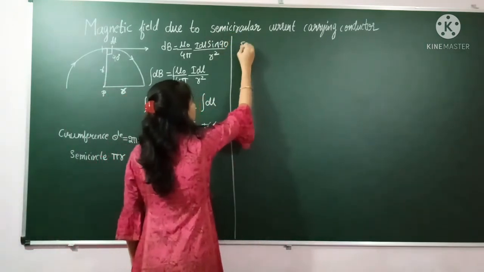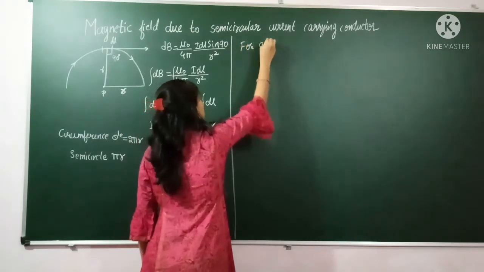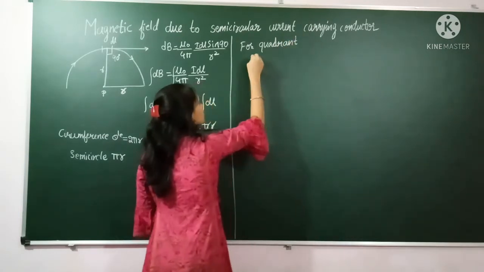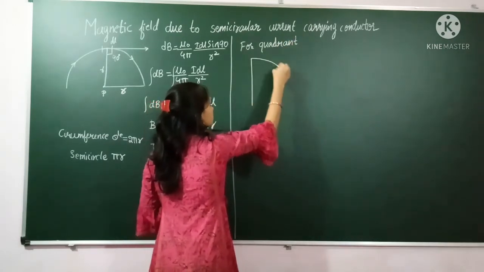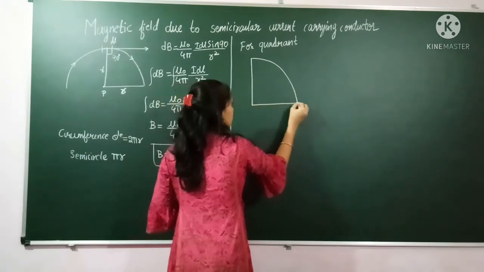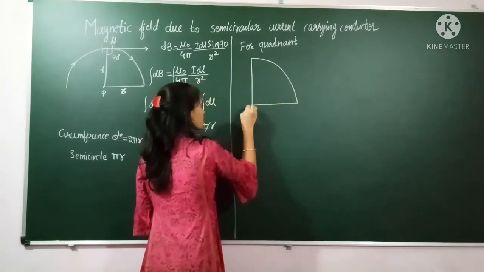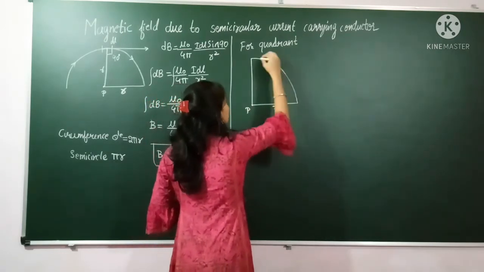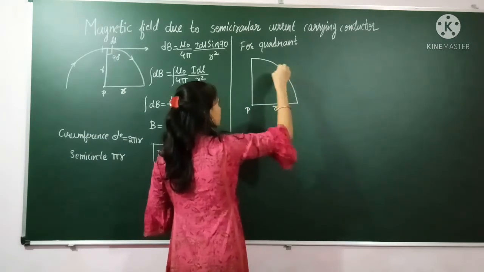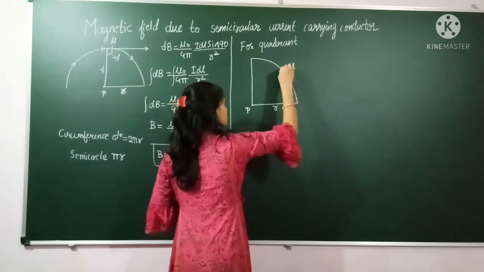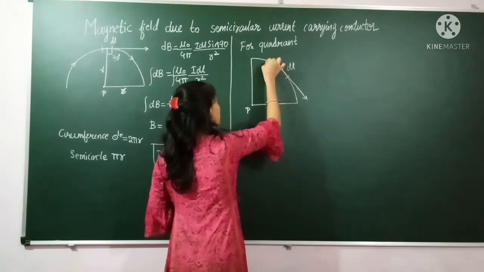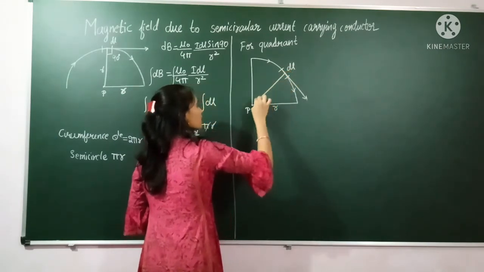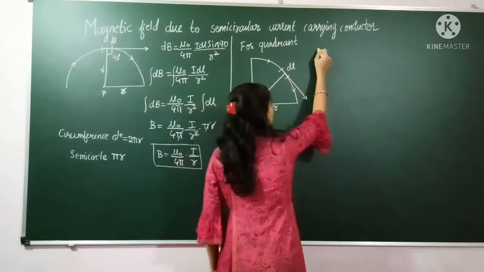Next we will take a quadrant. This is the point P, where we want to calculate the magnetic field, and this distance is the radius r. We take one small current element dl. This is the direction of the current, because the current is flowing in the clockwise direction in this wire. We join this current element and point P, and now we apply the Biot-Savart law.